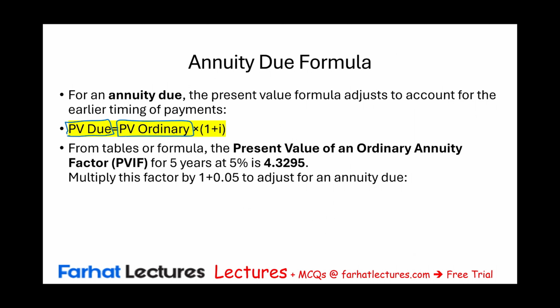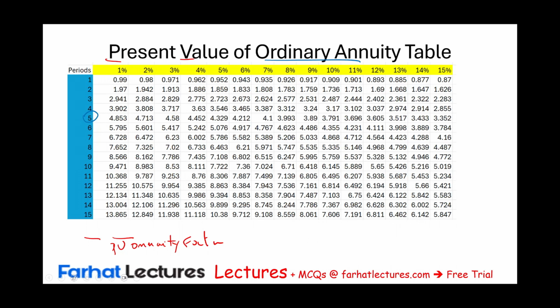5 periods, let me change the color. Let me change it to red. 5 periods and 5%, and it's 4.392. Then you multiply it by whatever interest rate you are using. You are using 1.05, and you will find the factor of the annuity due. So let's go back here.